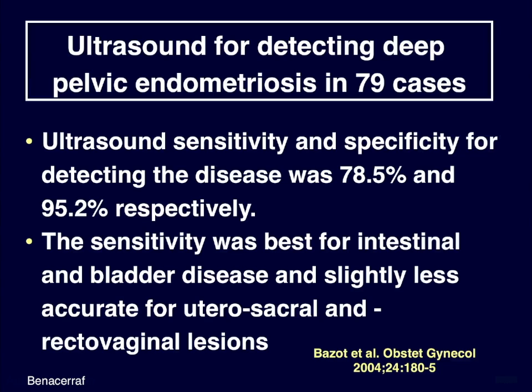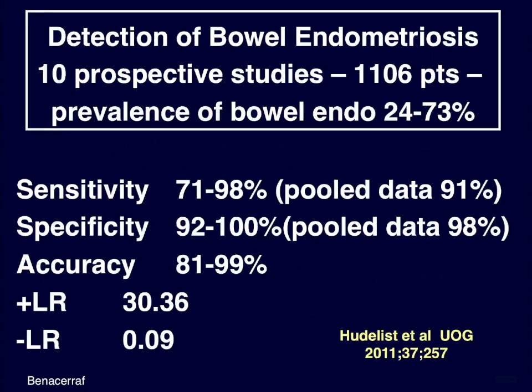So ultrasound is really quite accurate in detecting deep infiltrating endometriosis. As early as 2004, there were studies coming out showing that the sensitivity and specificity for detecting this kind of disease was almost 80% and 95%. And the sensitivity was best for intestinal and bladder disease. Obviously, those are closest to the probe, and probably less accurate for some deeper disease, such as a uterosacral ligament.